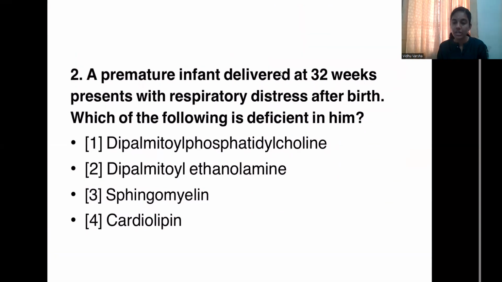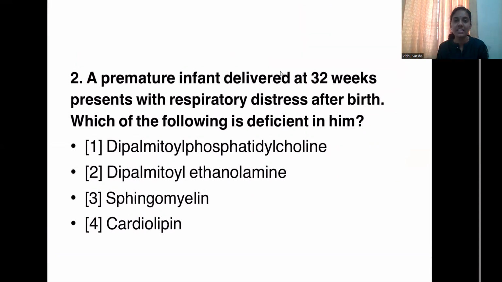Here, a premature infant delivered at 32 weeks presents with respiratory distress after the birth. Which of the following is deficient in him? Option A is dipalmitoyl phosphatidylcholine. Option 2 is dipalmitoyl ethanolamine. Option 3 is sphingomyelin. And option 4 is cardiolipin.